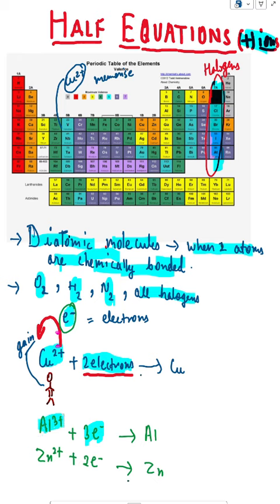So Al3+, put 3 electrons next to it because there is a positive charge. Gain of electrons, OIL RIG. Oxidation is loss and reduction is gain. So therefore, this is your reduction reaction.